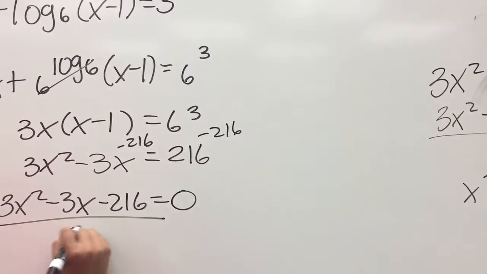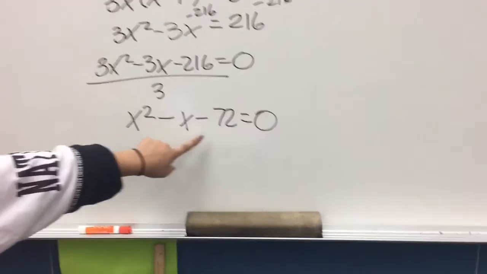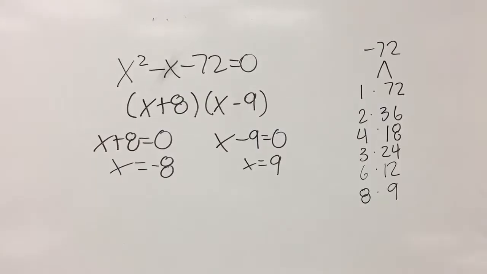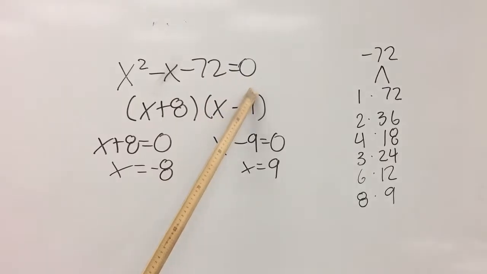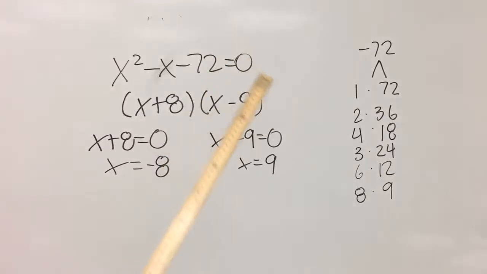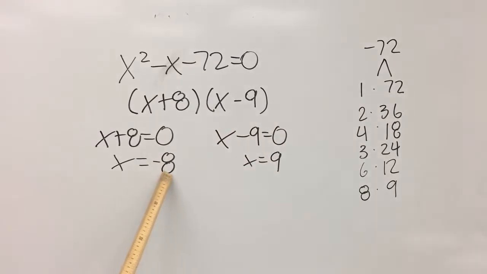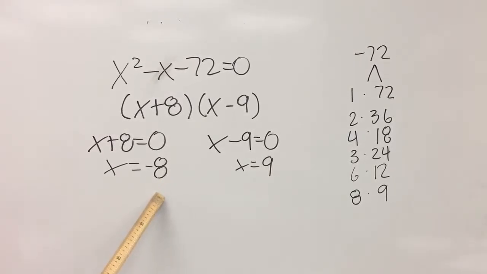You can take out a 3 from the whole. So once you're done dividing this by 3, you get x squared minus x minus 72 equals 0. And the next step is to factor it. So once you try factoring x squared minus x minus 72 equals 0, you get x plus 8 and x minus 9. So what you have to do next is check for extraneous solutions. So you get x equals negative 8 and x equals 9. And you have to check with 9 because you can't take the log of a negative number.